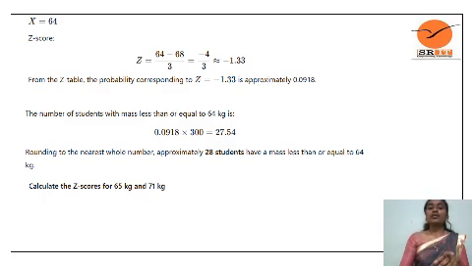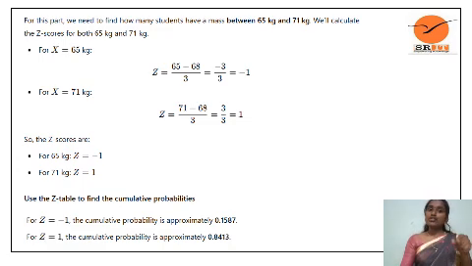Now we have to calculate between 65 and 71. First we take x equals 65. At that time we get Z value of minus 1. Now we take x equals 71, and at that time we get Z equal to 1. Now take the Z table values. When Z equals 1, the value is approximately 0.8413. When Z equals minus 1, it is approximately 0.1587.